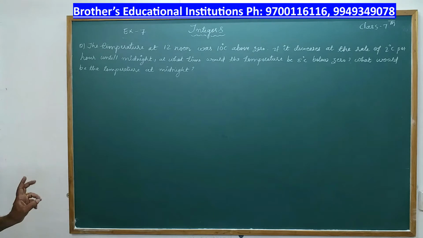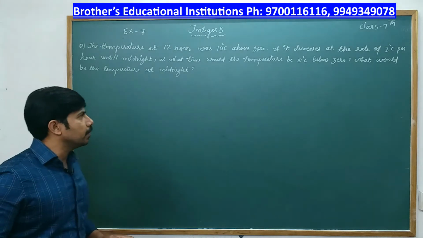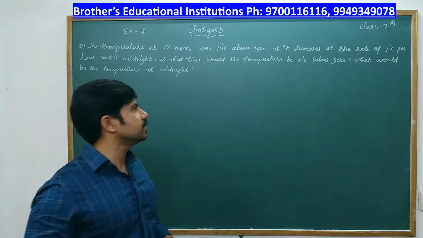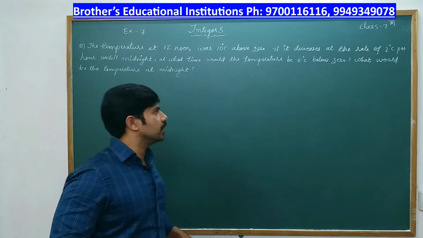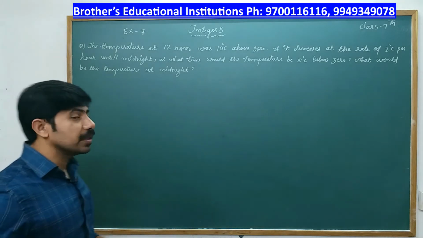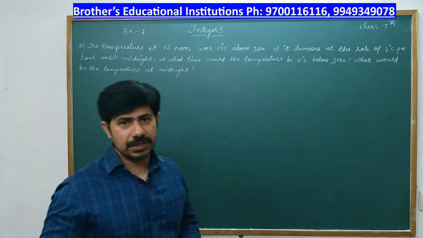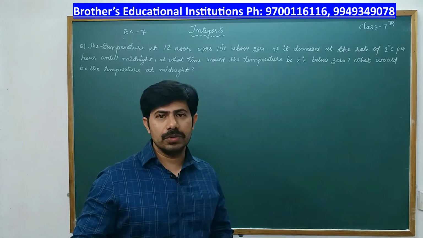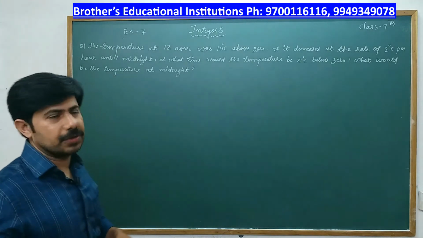So here we have to find out two things. One is at what time the temperature would be minus 8 degrees Celsius. Below zero means it is minus 8 degrees Celsius. And what would be the temperature at midnight? Midnight means early hours. That means 12 o'clock, 00 hours.